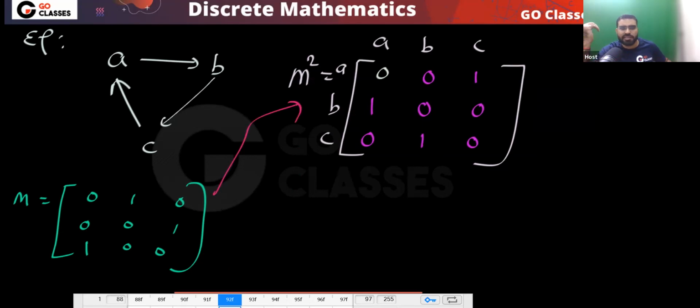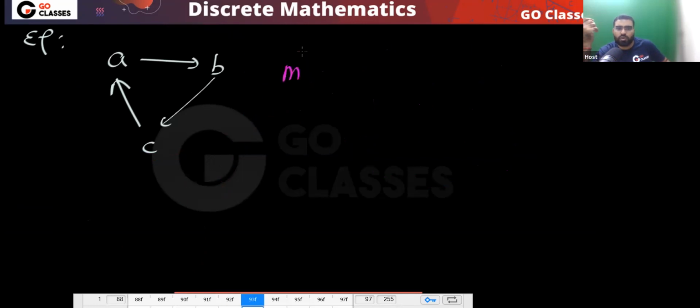But you can directly create this. So tell me, which is easier: creating this M and then M square, or this? For a very simple, small graph, you can directly create this. For example, you can directly create M cube also. Can you create M cube for this graph? Let's see the M cube for this graph.